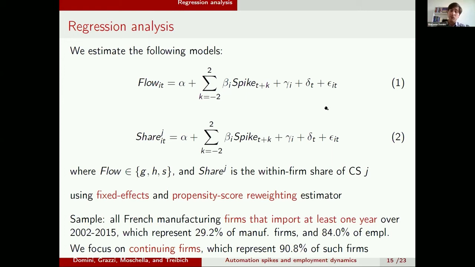And finally, of these firms, we focus on continuing ones, which are more or less 91% of them, because we want to avoid that our estimates are influenced by extreme events of entry and exit.